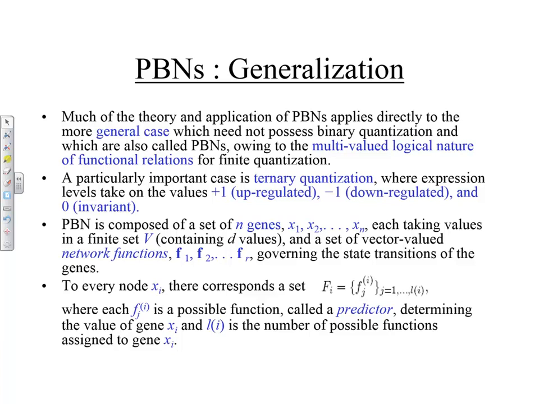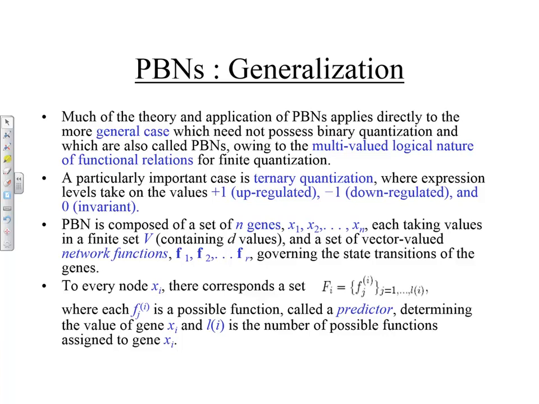Okay, so a PBN is composed of a set of n genes, x1 through xn, each taking values in a finite set V. We have assumed that it's only 0 and 1, containing d values. So for us, d is 2, right? And a set of vector-valued network functions, f1, f2, up to fr, governing the state transitions of the genes. Okay, so there are different network functions depending on which network is selected.